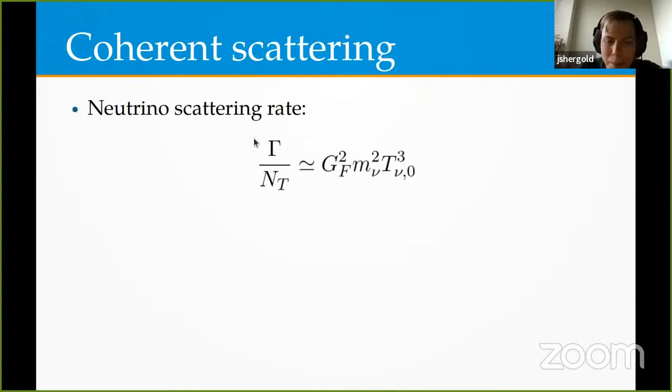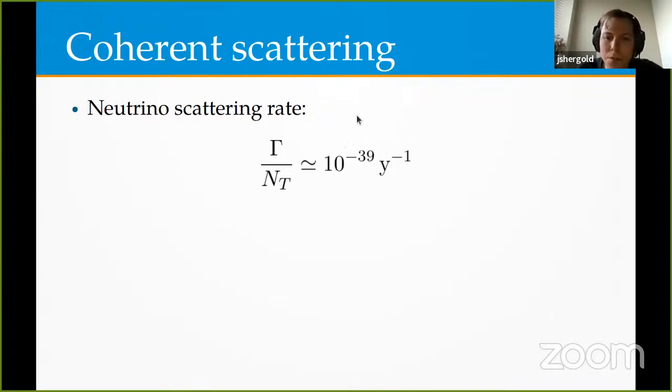So just to really hammer this home, we can look at the naive estimate for a scattering rate for relic neutrinos. A neutral current scattering rate will go something like G_F squared, the Fermi constant squared, which is a very small number, multiplied by the neutrino mass, which is a sort of energy scale in the process, multiplied by the neutrino temperature cubed. This just comes from the number density of the neutrinos, and this other part just comes from dimensional analysis.